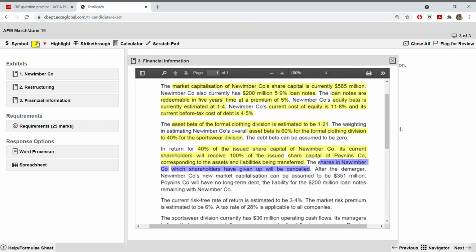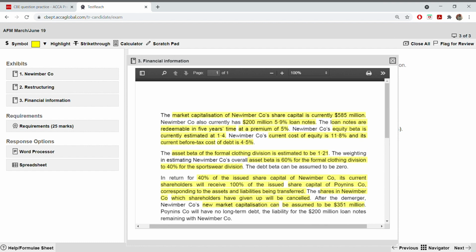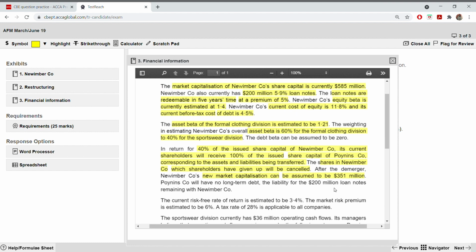So if you see, this is what happens when I come to highlight. Everything will be highlighted. After the demerger, the new market capitalization can be assumed to be 351 million. New market capitalization is 351 million. If you have seen, before demerger they have given 585. Now it is 351.